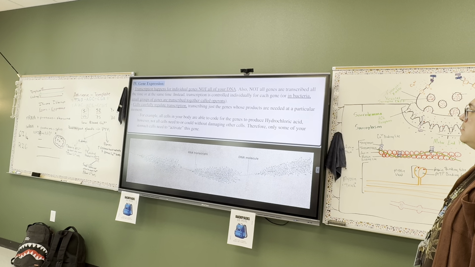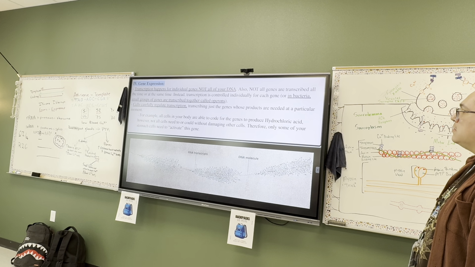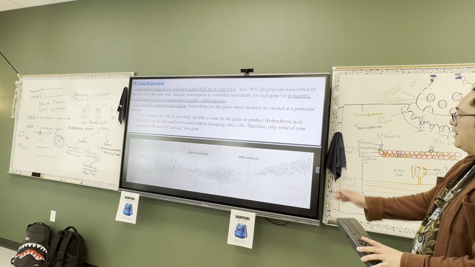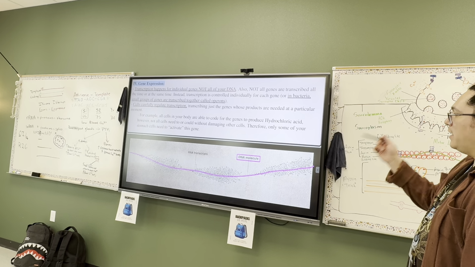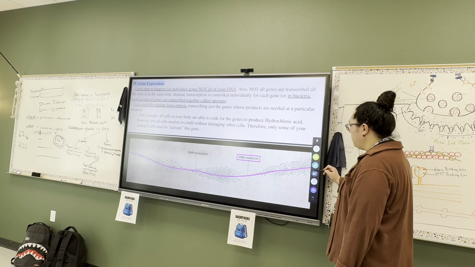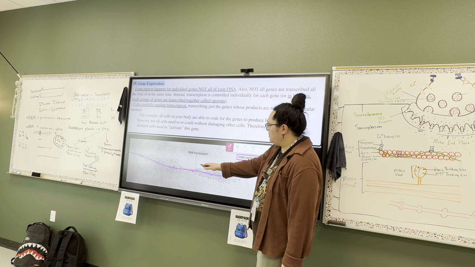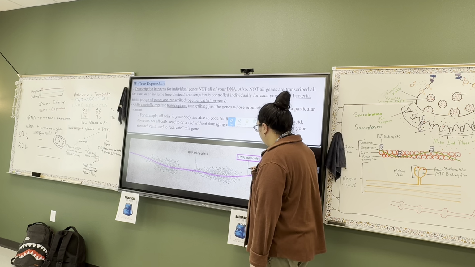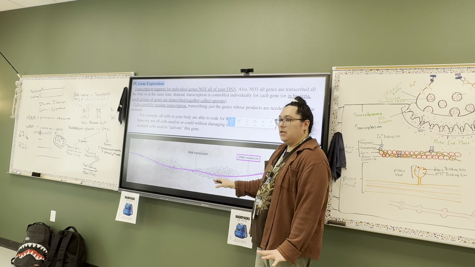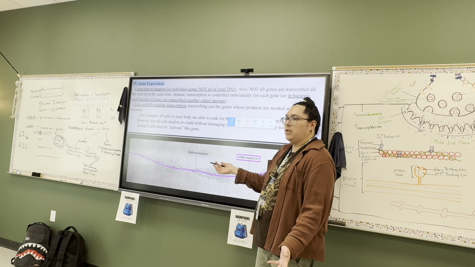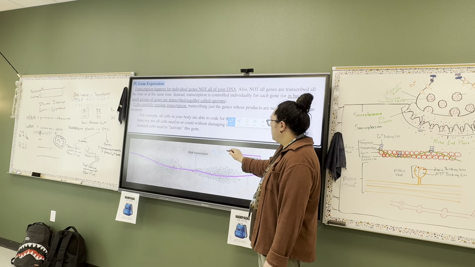However, not all the cells need to or could without damaging other cells. Therefore, only some of your stomach cells need to activate this gene. So for example, if we look at this picture below, that line that I've highlighted in pink, that is actually the DNA molecule. But within the DNA molecule, we can see that this part right here is essentially a gene, because they're making what? Transcription, or in other words, they're making mRNA.